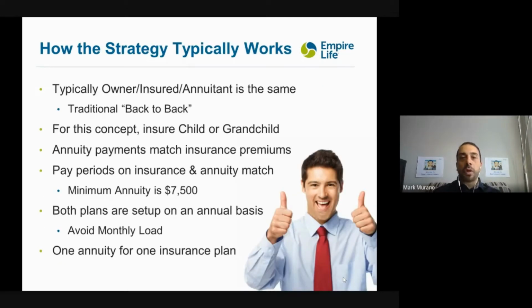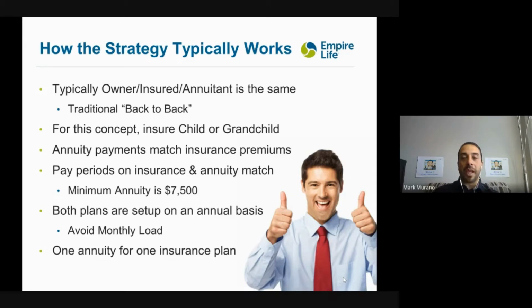Typically, the strategy works historically where the owner, insured, and annuitant are all the same person. So it's also known as a back-to-back, where we buy the annuity to pay for the insurance. That's a typical concept. But in this scenario, we're looking at insuring the grandchild. So the owner and annuitant is, let's use the grandparent, and the insured is typically the grandchild.